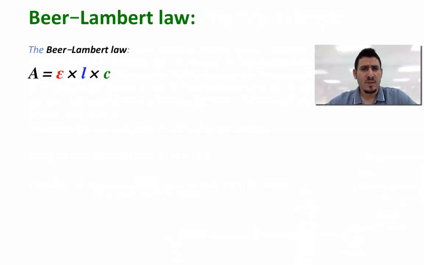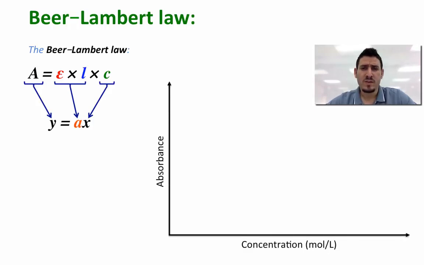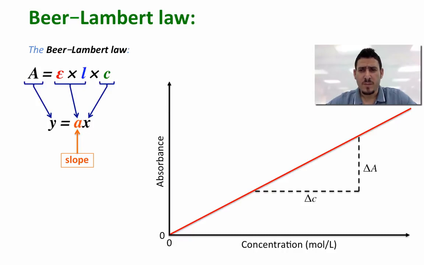Now, another practical aspect of the Beer-Lambert law is the fact that the expression of the Beer-Lambert law is similar to the mathematical expression y equals ax, where A corresponds to y, epsilon L corresponds to a, and C corresponds to x. This way, we can plot the absorbance versus the concentration, which is going to be a straight line that passes by 0. Now, if we find the slope of this plot using delta A divided by delta C, we get epsilon times L. So how can we benefit from this experimentally?